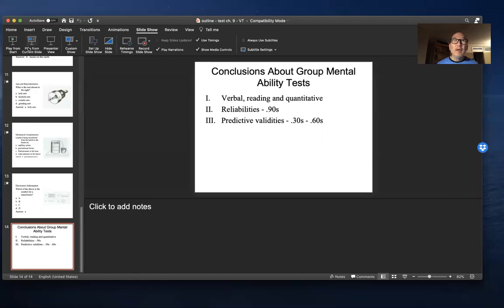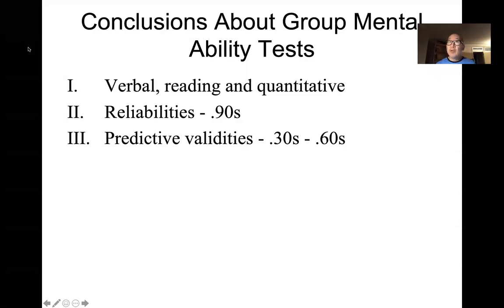Okay, so kind of a final conclusion about group mental ability tests: the areas that tend to be measured are verbal, reading, and quantitative. Reliability is generally in the 90s. Just keep in mind the issue about retaking a group mental ability test, and the predictive validity can really range, from as high as the 60s for some, typically the 50s for the SAT and GREs, or as low as the 30s or sometimes even the 20s. Although low, consistently significant.